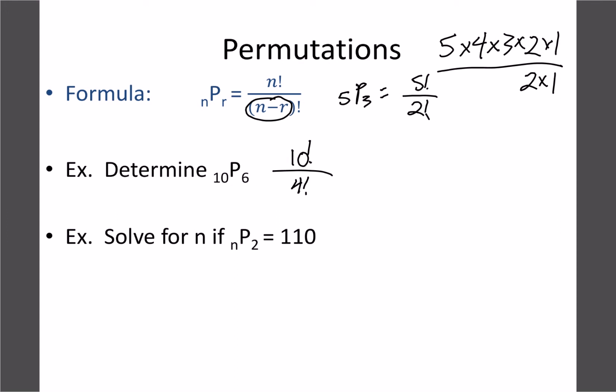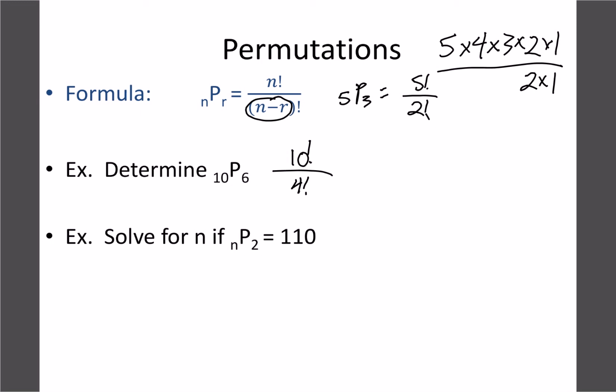Okay, here's the one that's a little bit harder. It's saying solve for n if nP2 equals 110. So you could guess and check, or if it's multiple choice, you could match your ABCD to see which one would work. So you could try 8P2, see if that gives us the right answer, 9P2, 10P2, whatever the case may be. But we can also use this formula to help us out.